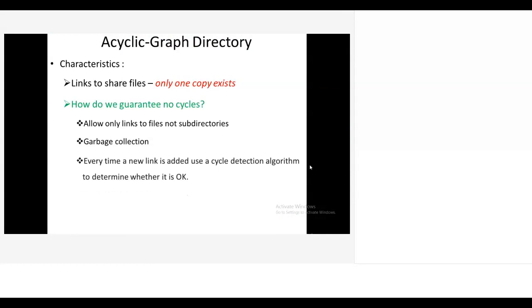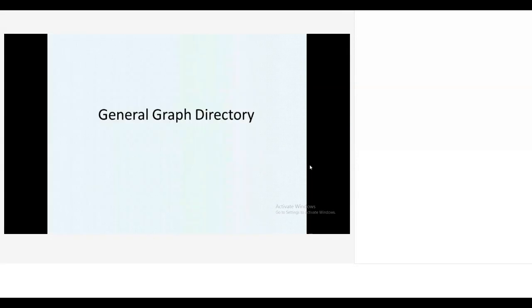So by this we can avoid the cycle in the graph, because if there is a cycle, then there is an infinite searching. You are looking for something and there is no ending. So now the next one is general graph directory. Why is it there? Because in acyclic graph directory, there is a performance issue, because every time you are running a cycle detection algorithm, right? So it is hampering your performance.